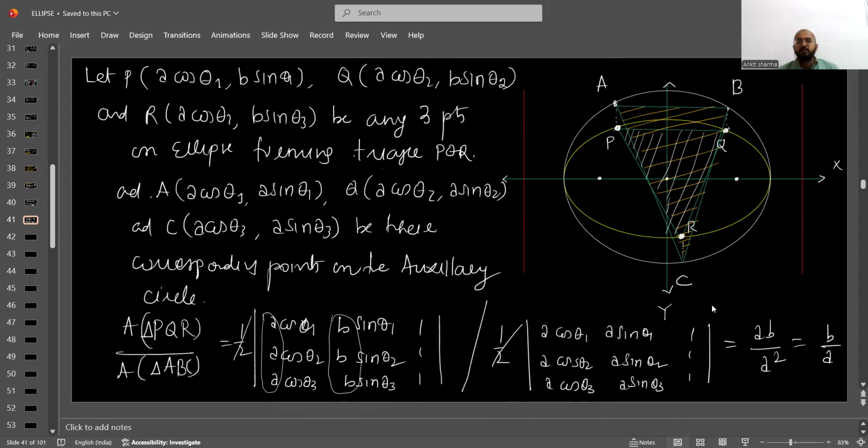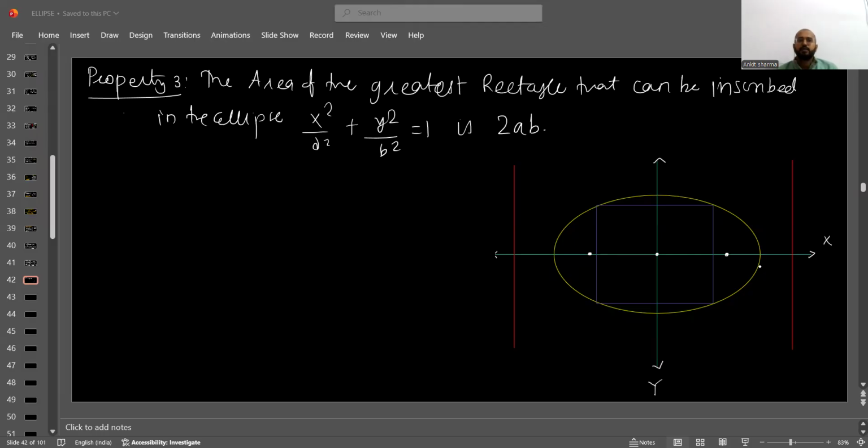We're moving to the next part. The next property would be that the area of the greatest rectangle that can be inscribed in the ellipse is simply 2AB. So of course we want to inscribe the greatest rectangle into this ellipse, so we have to take care of the symmetry. So let's say this is one vertex of the rectangle. So I have here A cos theta, comma B sin theta. Now considering the symmetry, I'll find out the area of this little rectangle and I'll multiply by 4 because all of them have the same area.